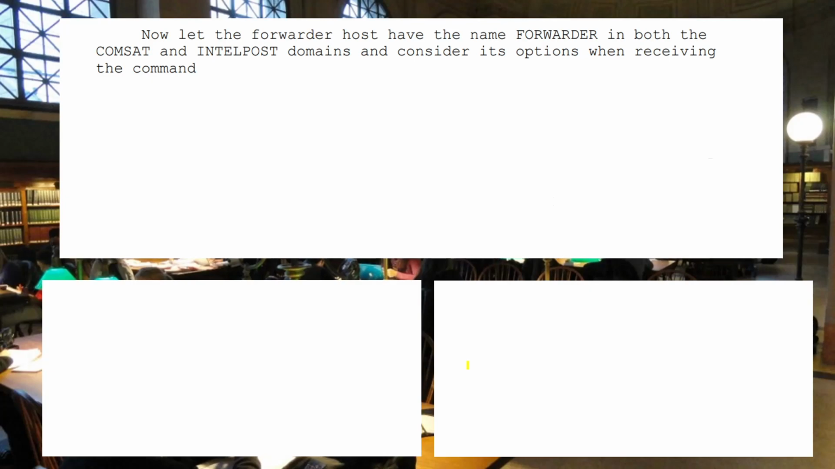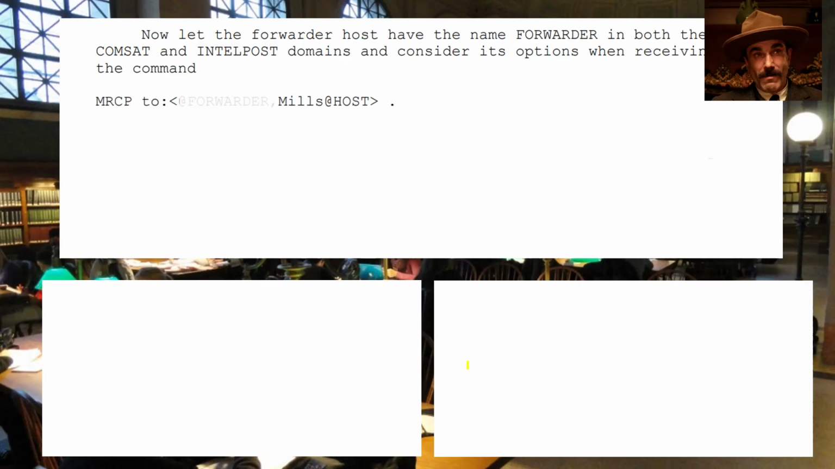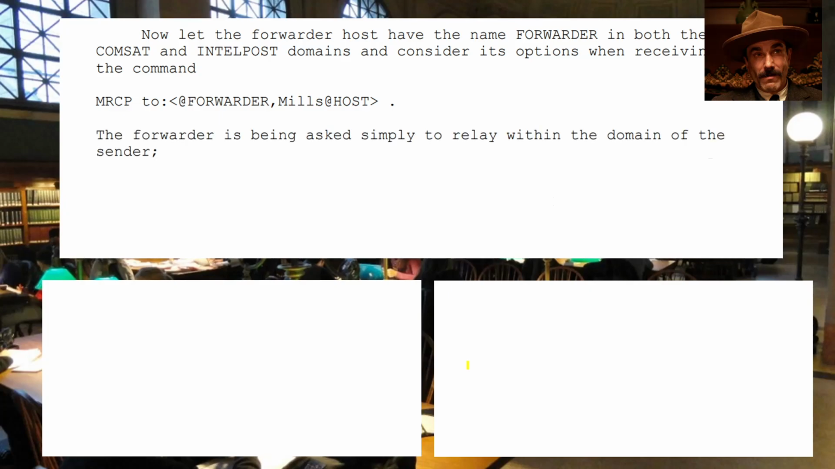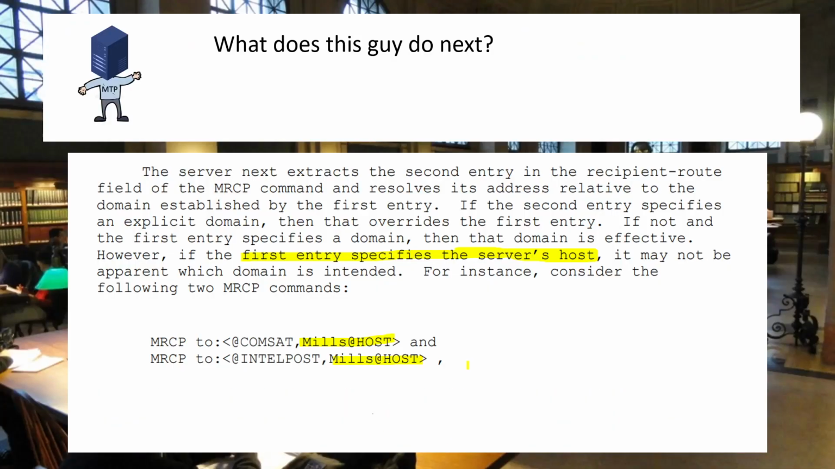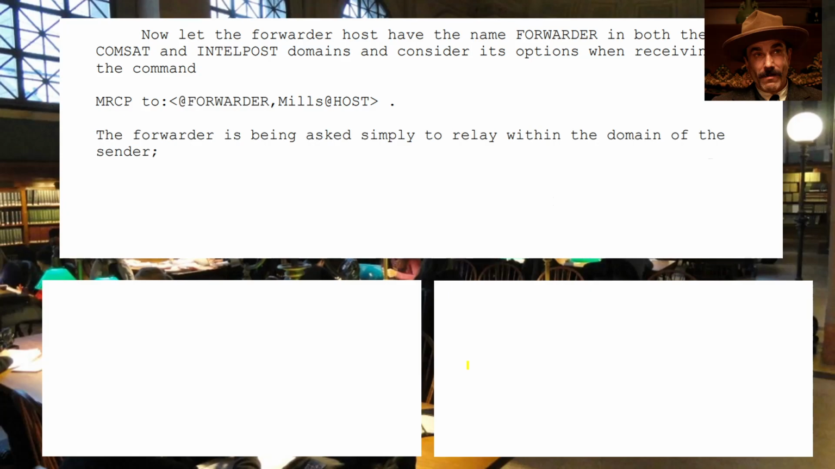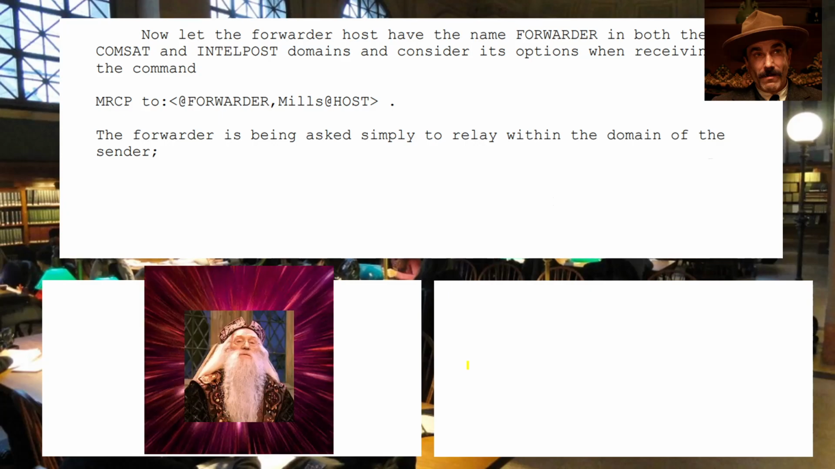Okay. Now let the forwarder have the name forwarder in both the ComSat and Intel Post domains, and consider its options when receiving the command. So we're talking about the forwarder here. Forwarder mils host. So this is a bit like before, but instead of ComSat and Intel Post, we've got forwarder. The forwarder is being asked simply to relay within the domain of the sender, so the sender's domain.